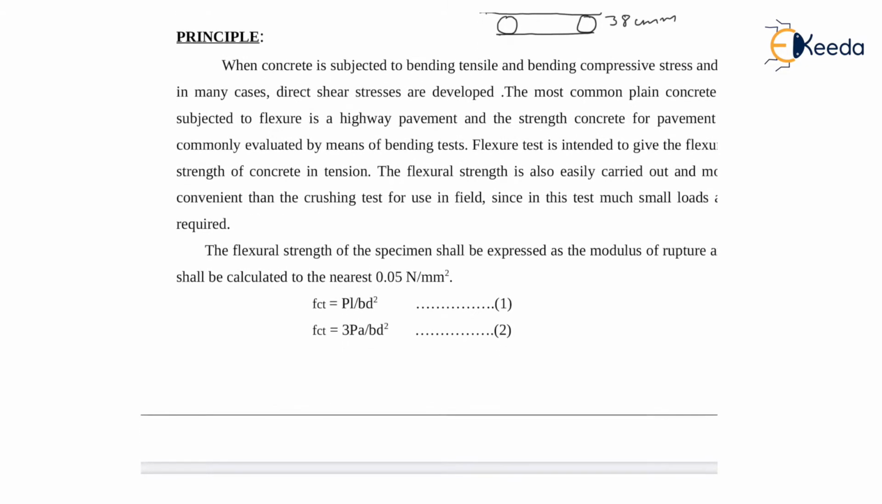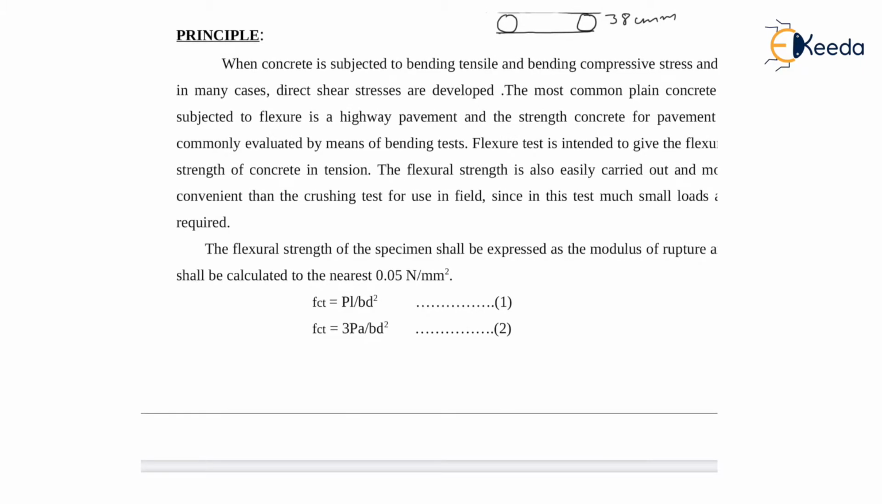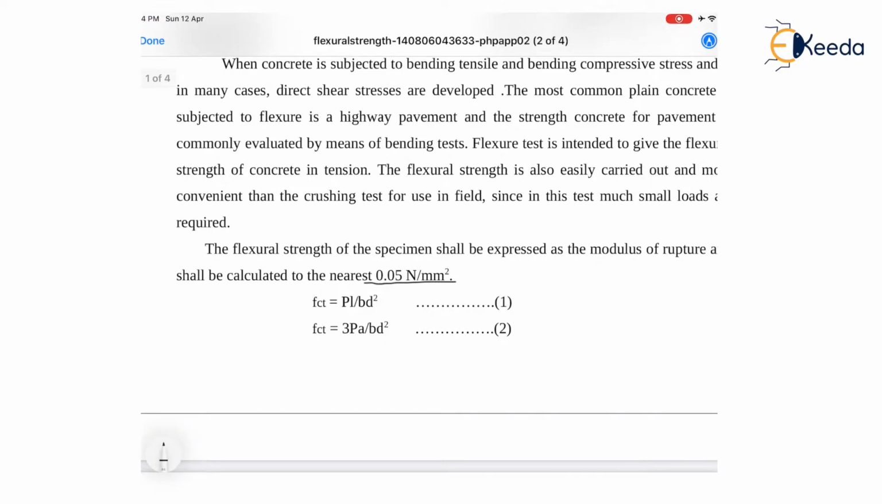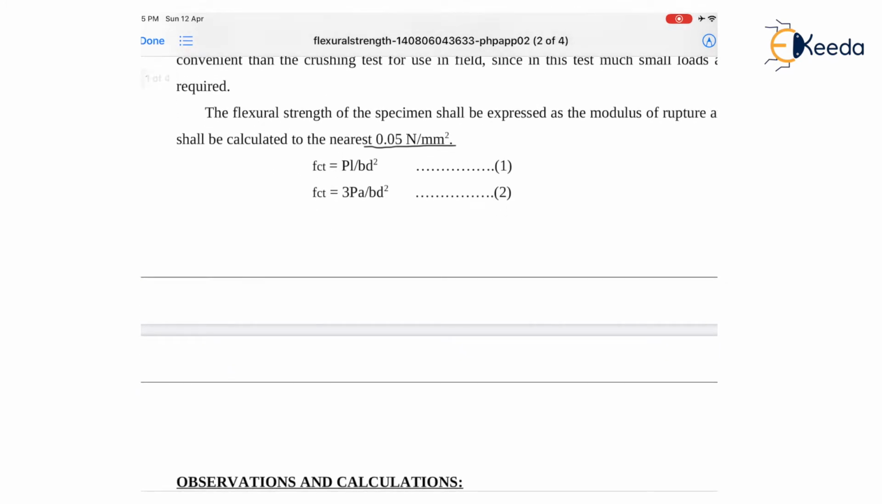So the flexural strength of the specimen shall be expressed as the modulus of rupture and shall be calculated to the nearest 0.05 Newton per mm square. This can be calculated by using the formula PL upon BD square. So flexural strength is calculated by using the formula PL upon BD square, or the second equation is 3PA upon BD square.